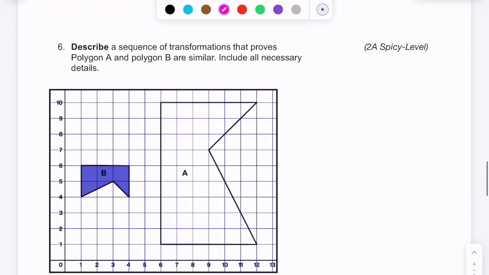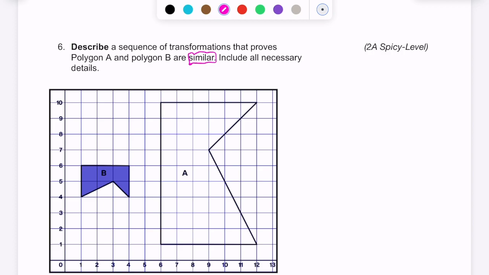All right, and then the last one is the trickiest. Describe a sequence of transformations that proves polygon A and polygon B are similar. Include all necessary details. So again, to prove that two shapes are similar, we have to prove that there is a sequence of translations, reflections, rotations, and dilations that will take one to the other.